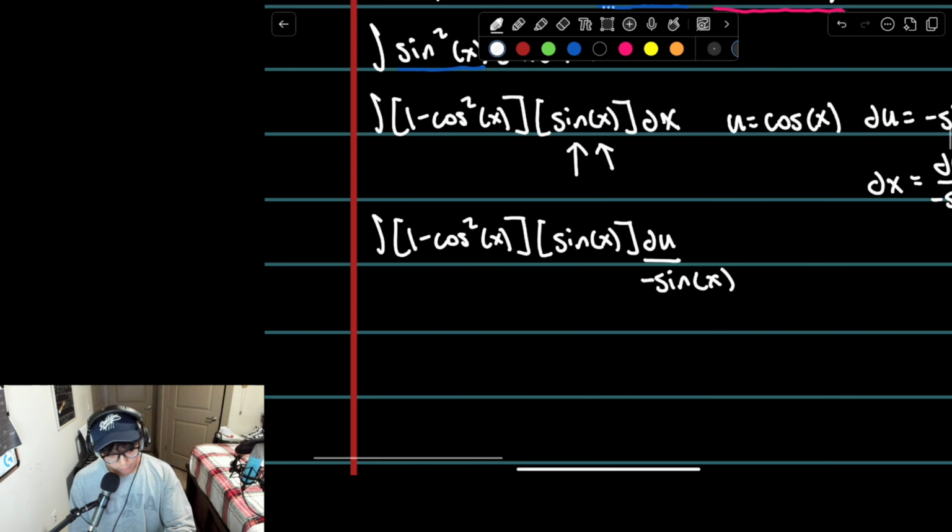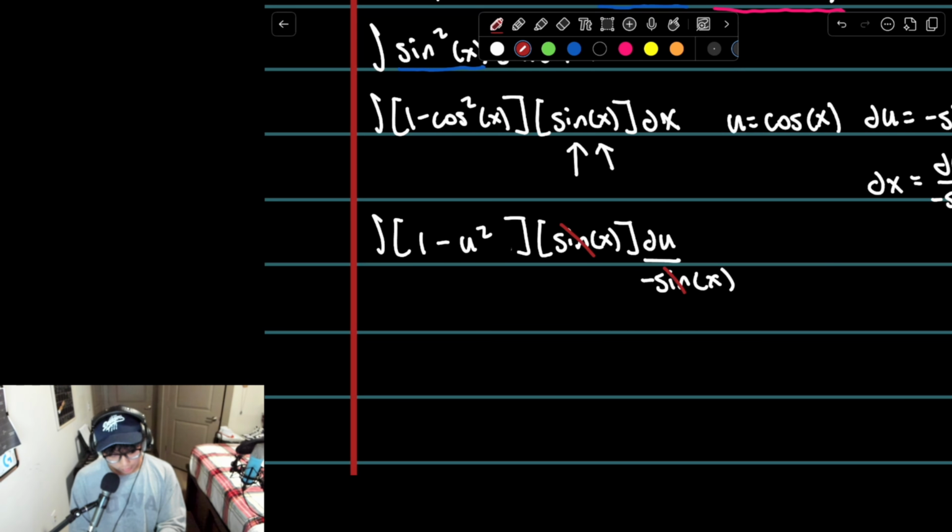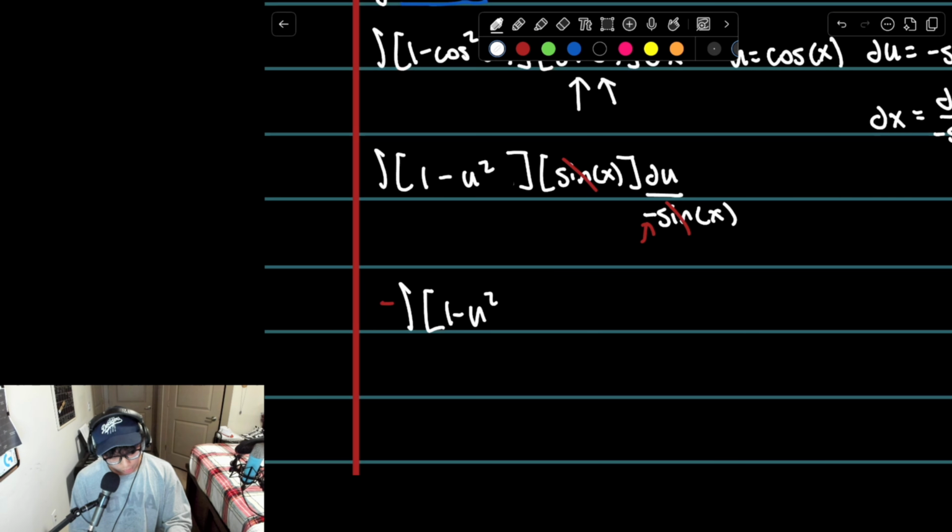Now again, since we know that our u is cosine of x, we will erase this inside and replace it with 1 minus u squared. Now these two sines will cancel out, leaving us with this negative sign over here, which we could put outside of the integrand. And we are left with 1 minus u squared du.